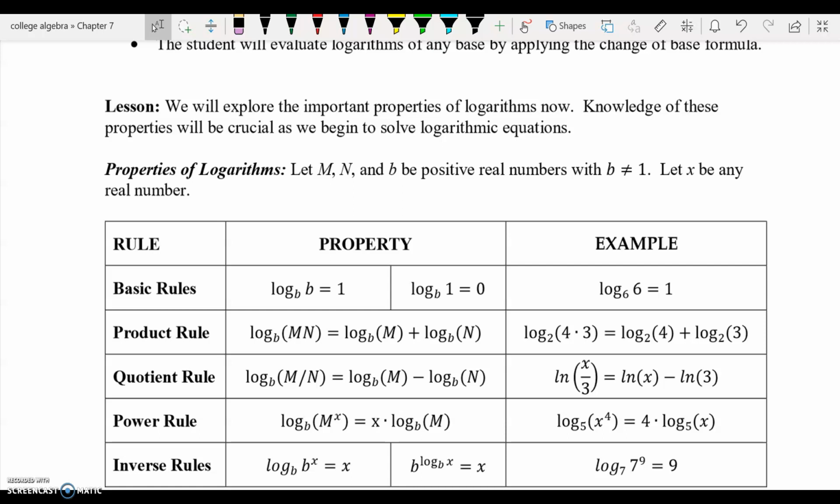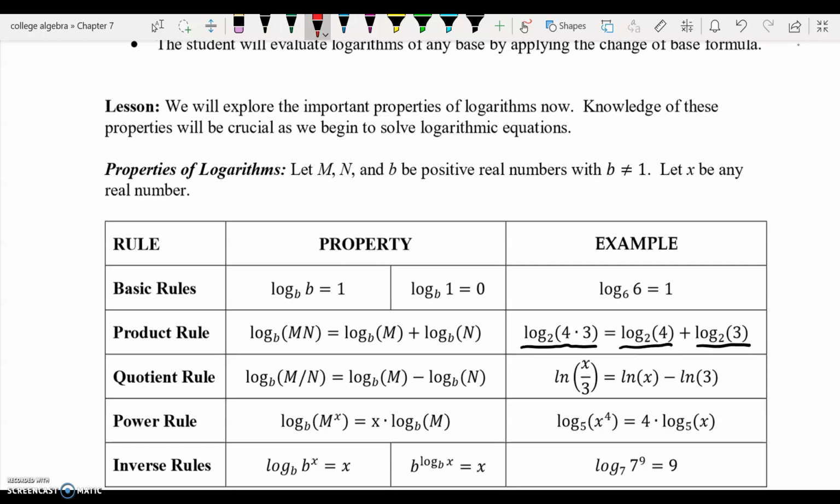So the properties, the basic rules. The first rule is if your base is the same, then it's going to equal 1. If your base or whatever you're taking it of is the same, it's going to be 1. The product rule, if you're adding, that's the same as multiplying. Alright, so an example, if I said log base 2 of 4 times 3, that's the same as saying log base 2 of 4 plus log base 2 of 3.